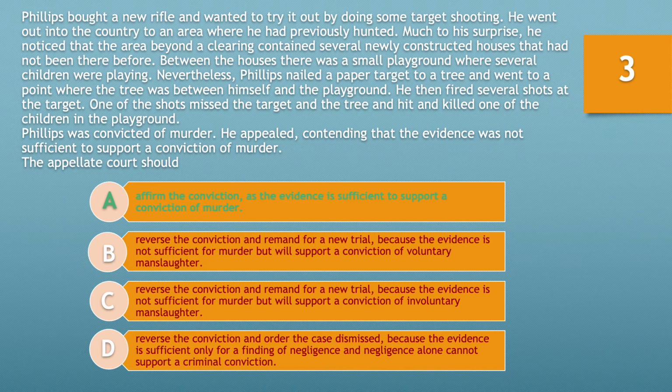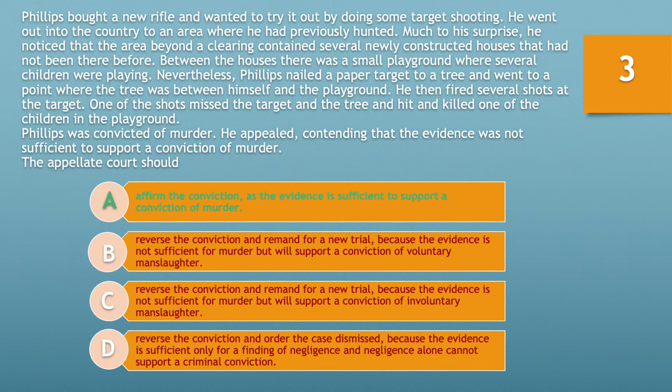You should have gotten this one. It's option A, affirm the conviction as the evidence is sufficient to support a conviction of murder. Under the common law, murder is the intentional killing of a person with malice aforethought. Malice aforethought requires that the killing be committed with one of the following states of mind: an intent to kill, an intent to commit great bodily harm, wanton and willful disregard, or intent to commit a felony.